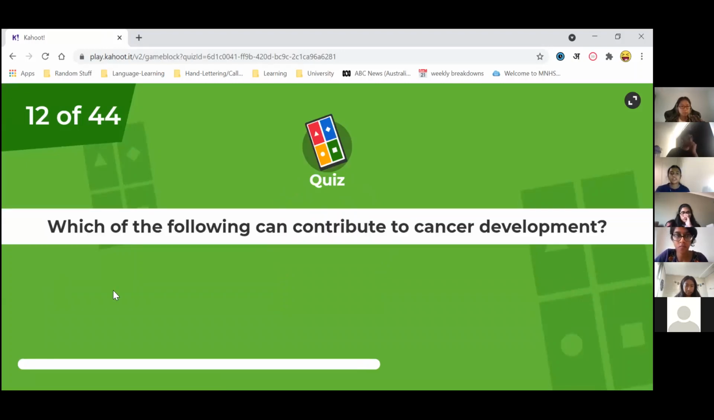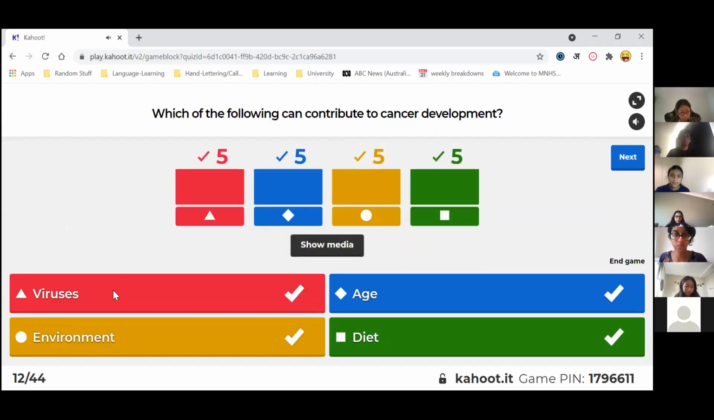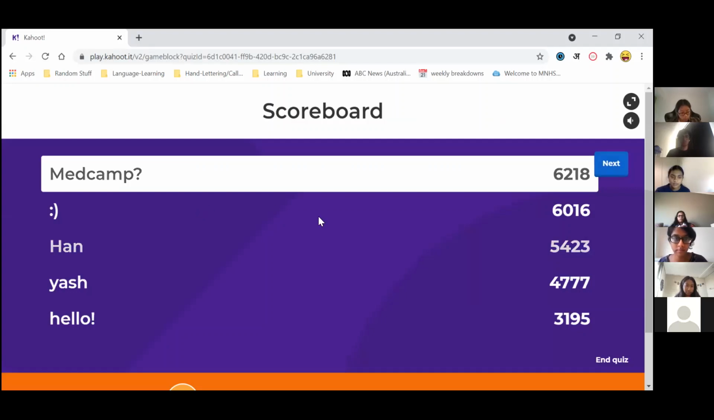Which of the following can contribute to cancer development? Yep, exactly. All of these can contribute to cancer developing, and there's also a bunch of other factors like bacteria as well, UV light. So there are a lot of different factors there.